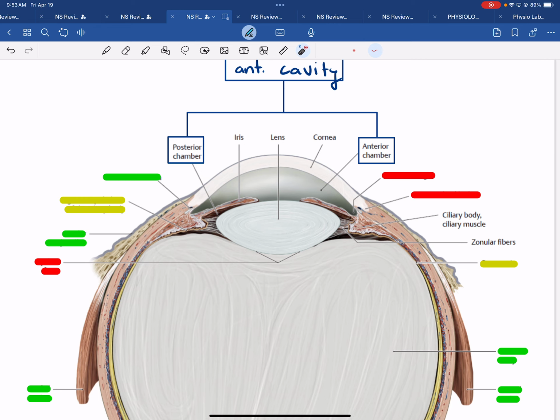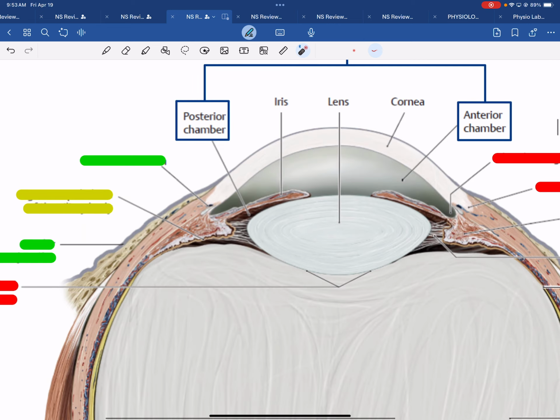Okay, what about here? Good, the canal of Schlemm. Exactly. What's that name? We have another name we get to use. Yeah, it's also called the scleral venous sinus. Scleral or sclero, something like that. Scleral venous sinus. Say it again.